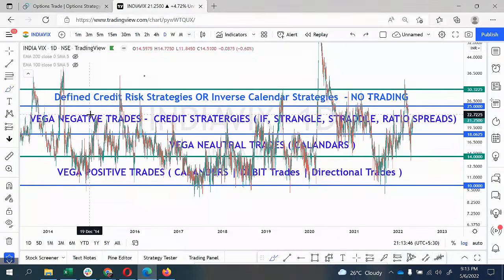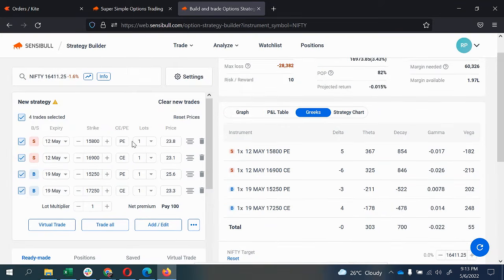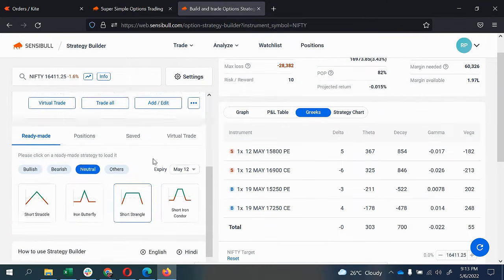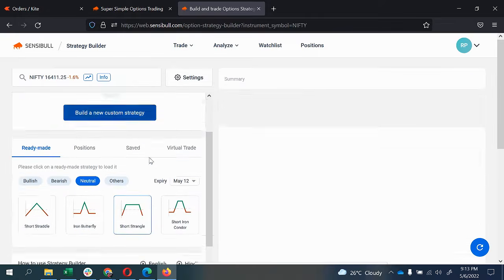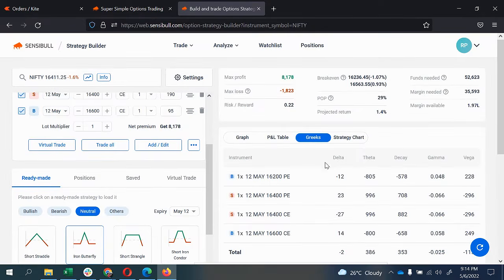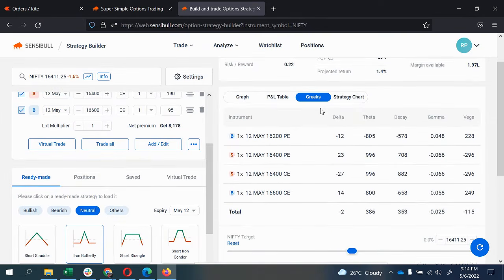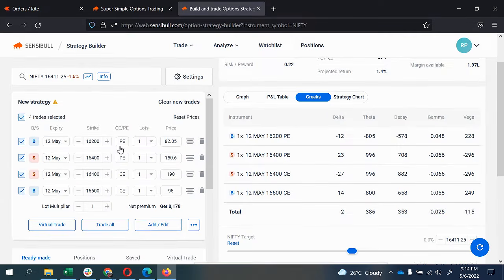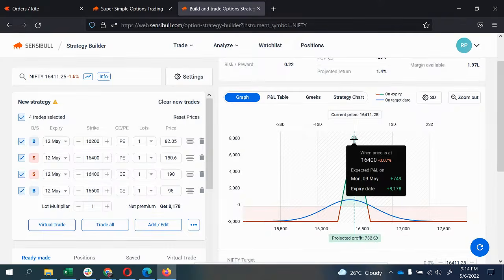So now, needless to say, do you want me to show you the credit strategies? Because all the credit strategies need a falling VIX. Okay, I'll clear this entire trade. I'll take an iron fly. This is my credit strategy. Looking at the Greeks of the iron fly, this is my iron fly, right?